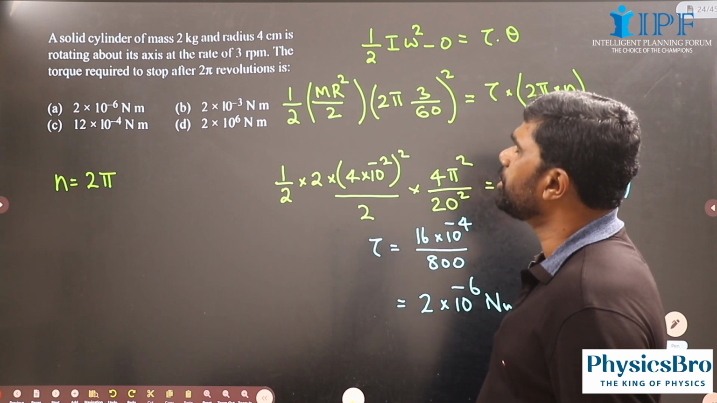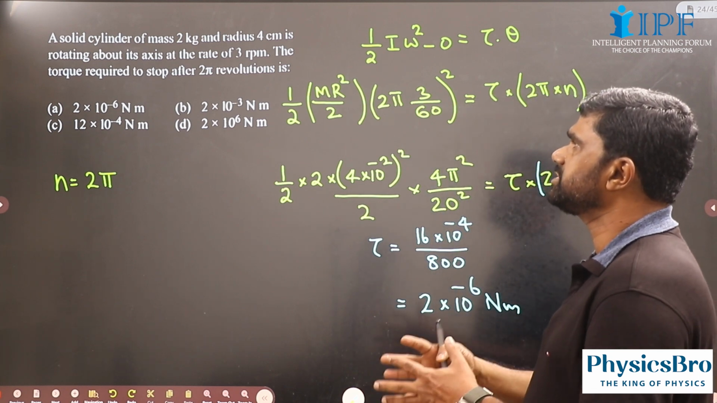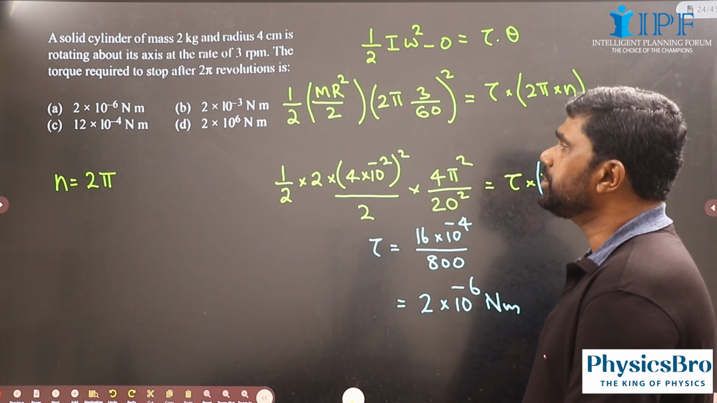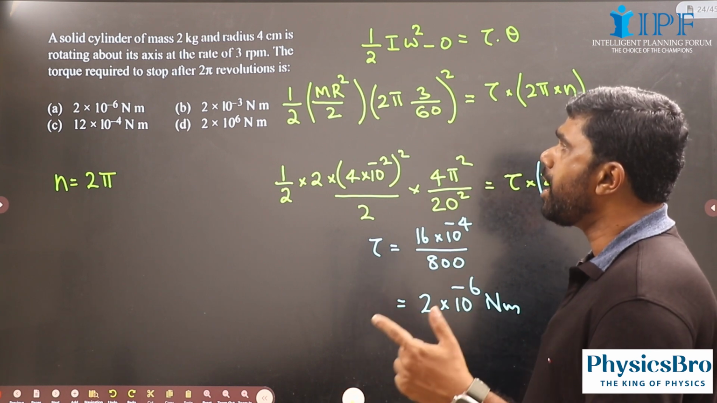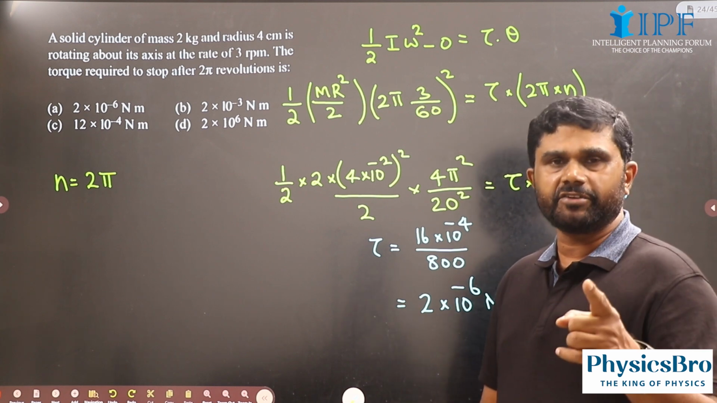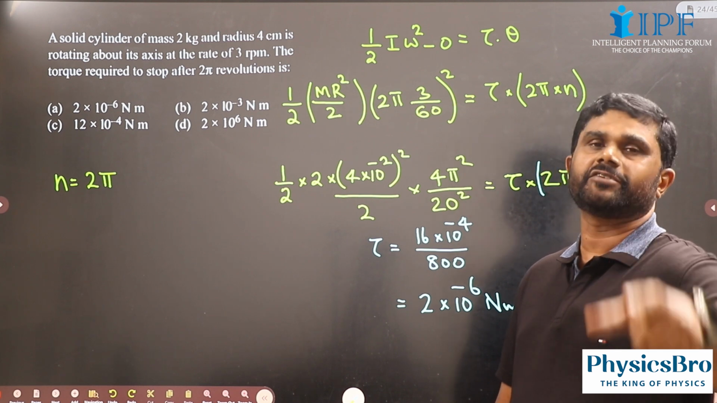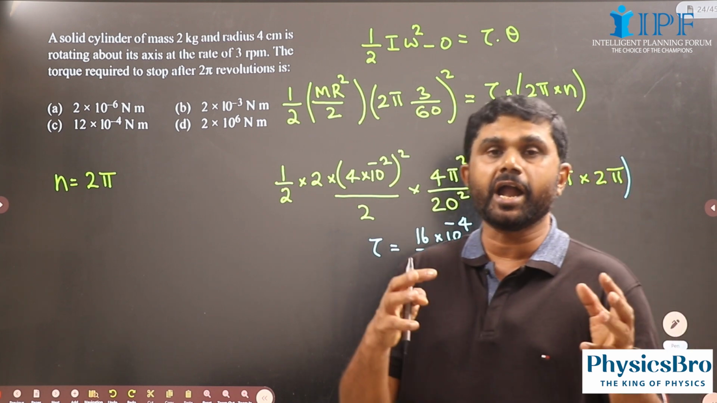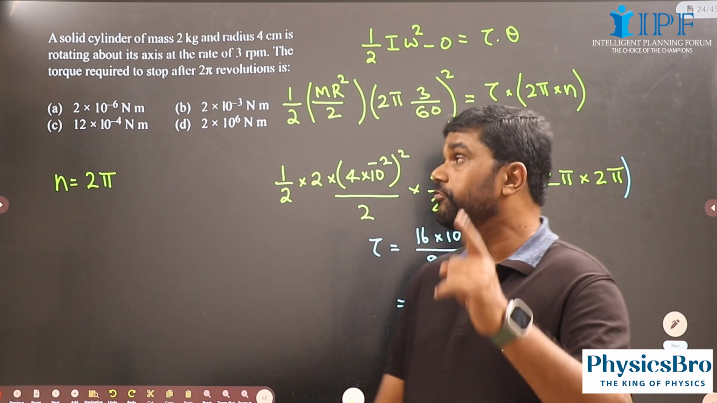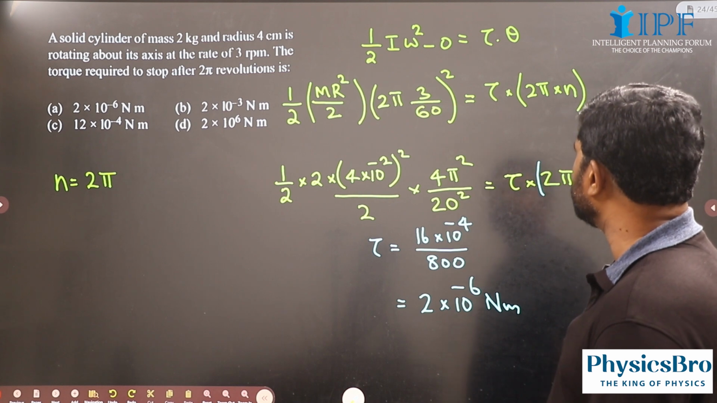A solid cylinder of mass 2 kg and radius 4 cm is rotating about its axis at the center at a rate of 3 rpm. The torque required to stop after 2 pi revolutions is, see, in each revolution it will turn through 2 pi and there are 2 pi revolutions. So the total angular displacement will be 2 pi times 2 pi, or 4 pi square. So theta will be 4 pi square.